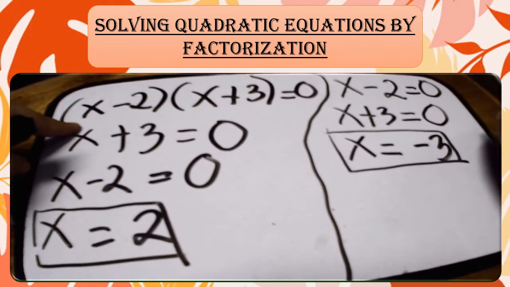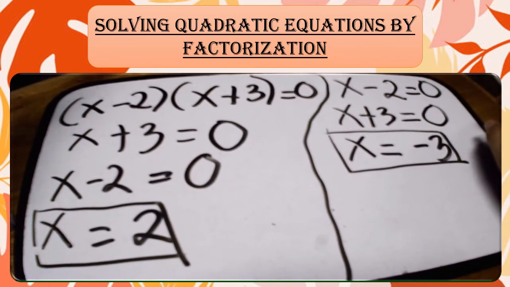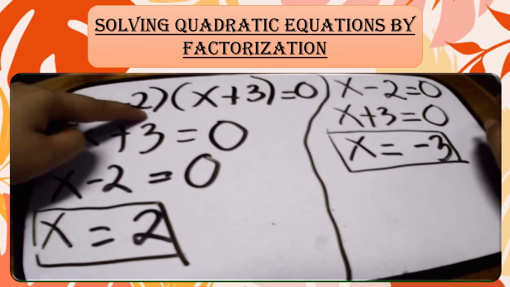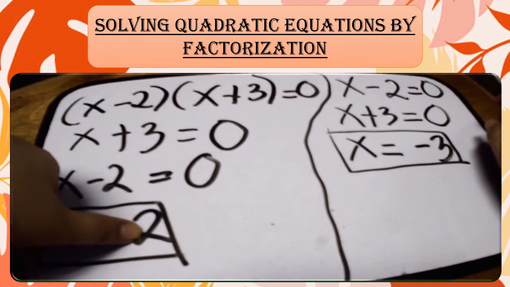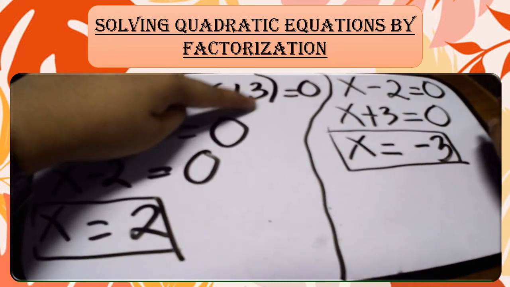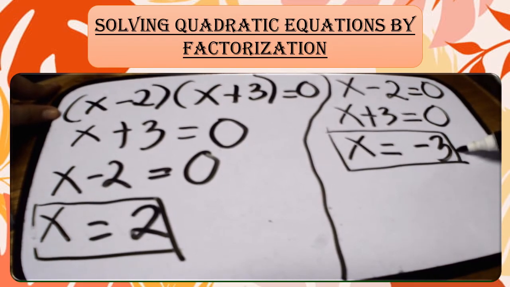The shortcut method of this given is you're just going to change the sign of the two terms. Like for example, x minus 2, the negative 2 becomes positive 2, and the positive 3 becomes negative 3. You're just going to change the sign.